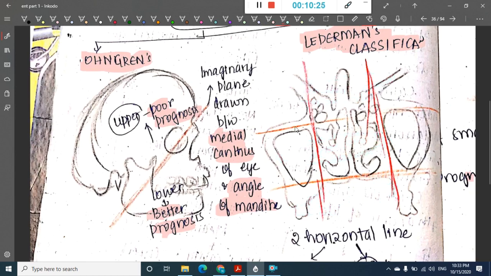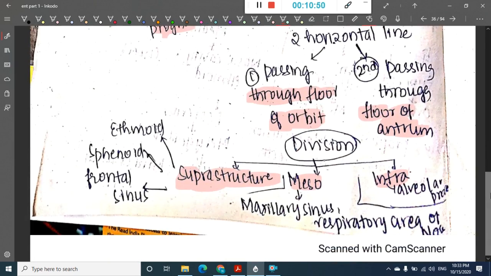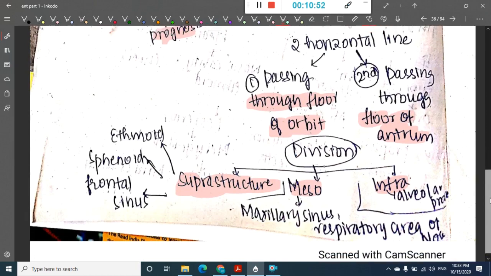What is seen in the suprastructure? You will see the orbits, the frontal sinus, and a part of the ethmoidal sinuses in the suprastructure. Whereas in the mesostructure we see the maxillary sinus and also the nasal cavity. And then in the infrastructure we have the mandible and alveoli of bone, all these are seen in the infrastructure.